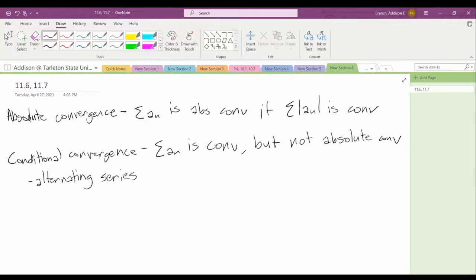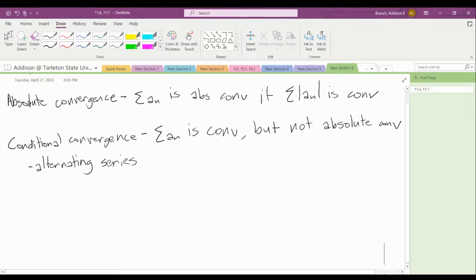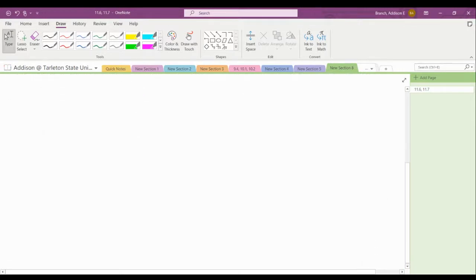As a quick brush up, we're going to do an example to determine whether or not a series is absolutely or conditionally convergent. In this example, we have the series from n goes from 1 to infinity of (-1)^(n-1) over the square root of n.